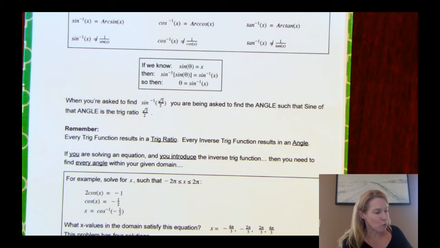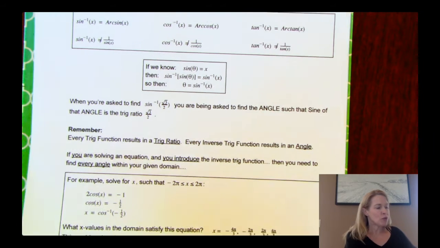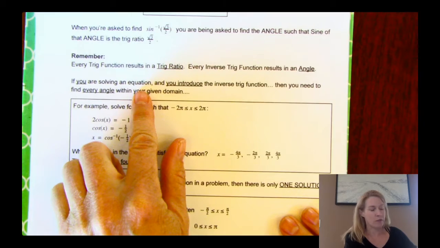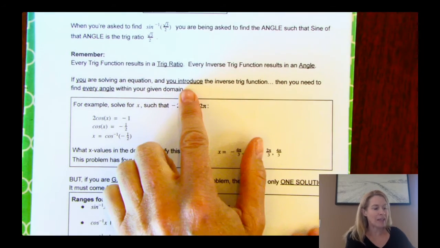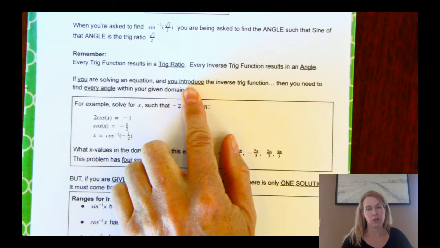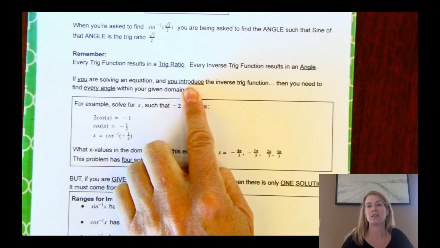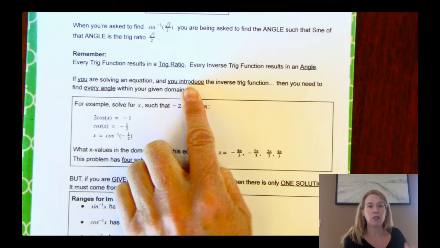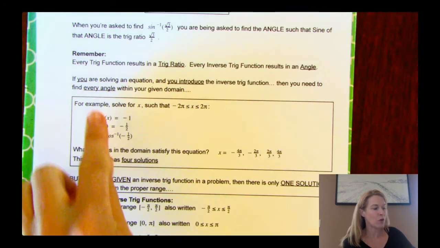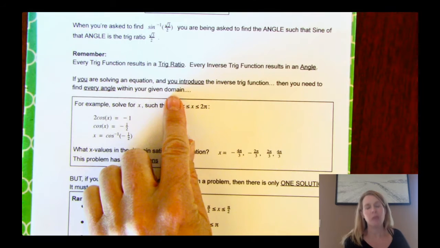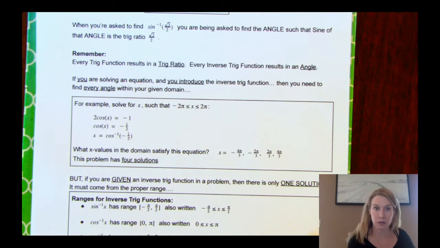Another thing that's kind of important. If you yourself are solving an equation, you're solving some problem that you're working through, and you decide, I need to introduce an inverse trig function here. I need to apply, for instance, cosine inverse. Then you need to find every single answer, every single angle within your given domain. There may be more than one possible answer.